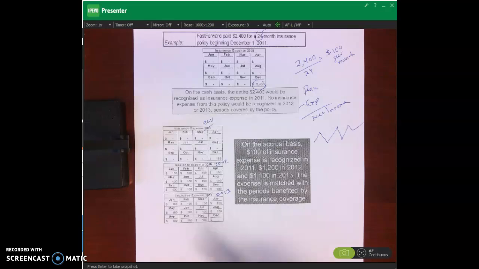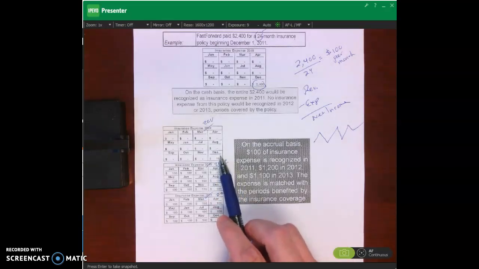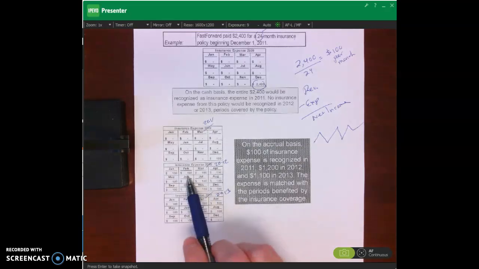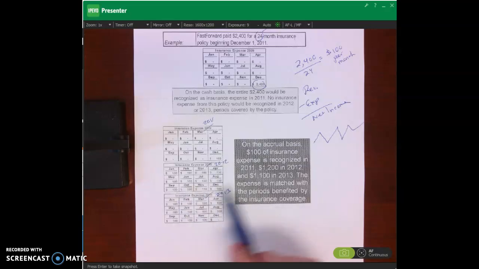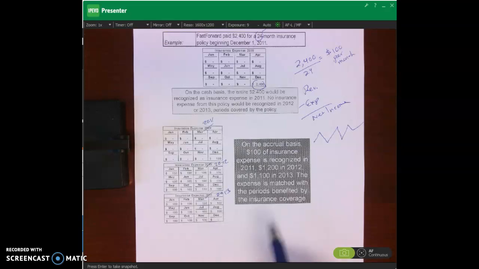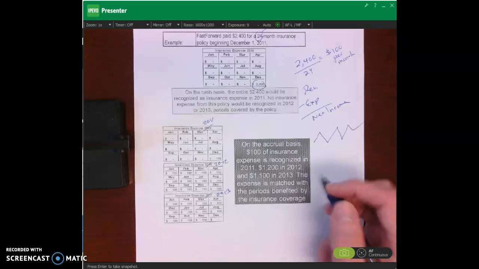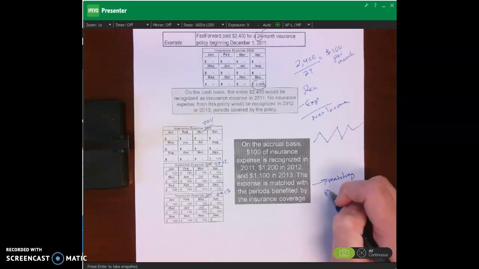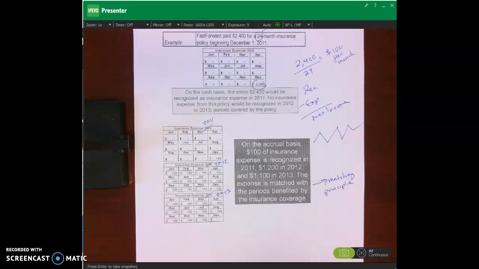policy. We receive $100 worth of insurance benefits in 2011, so we have $100 worth of insurance expense in 2011. $1,200 worth of insurance benefits in 2012, $1,200 worth of insurance expense. Same thing here with 2013. So by spreading this out, the expense is better matched with the periods benefited by the insurance coverage, and that is consistent with the matching principle. And that's why we do it.